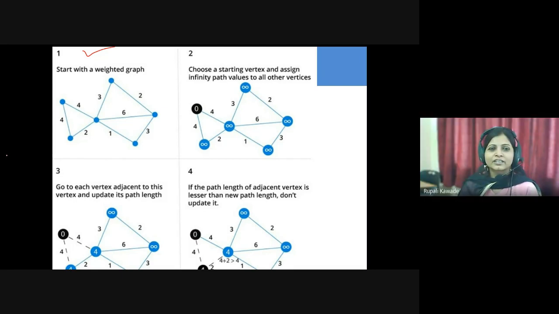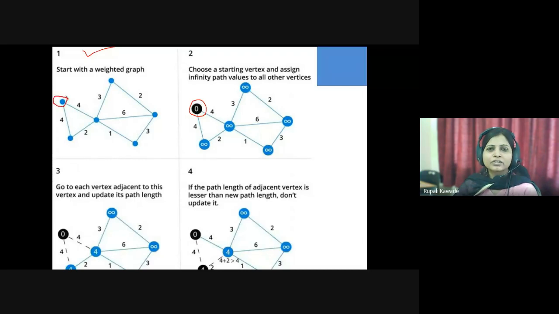Okay, so simultaneously both ways are possible during the traversal. Now, first, for this given weighted graph, we have to choose a starting vertex, and we have to assign infinity path values to all the other vertices. Suppose this is the first node we have chosen.